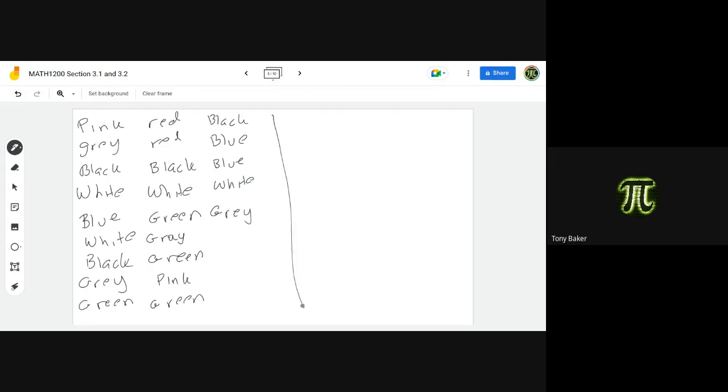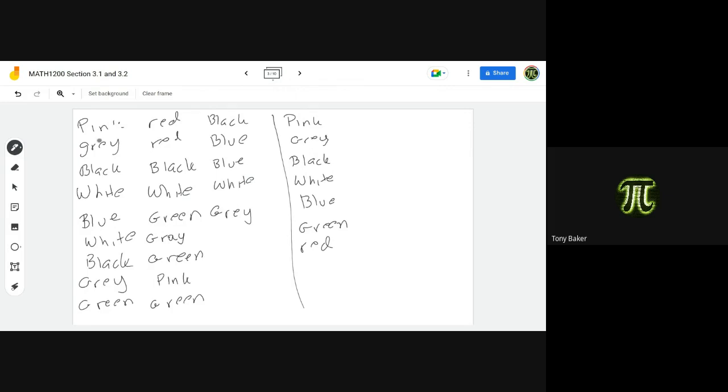Now, the frequency distribution. I think we had two pinks. Yeah, we did. Okay, fine. So we have pink, gray, black, white, blue, green. I think that's all the colors. Oh, and red. Those are now my classes.